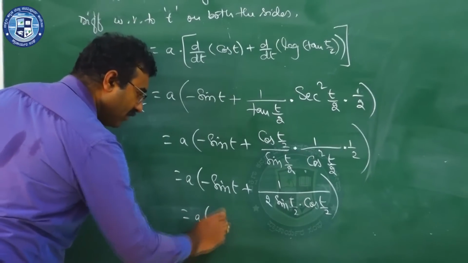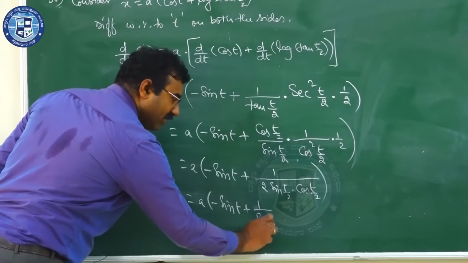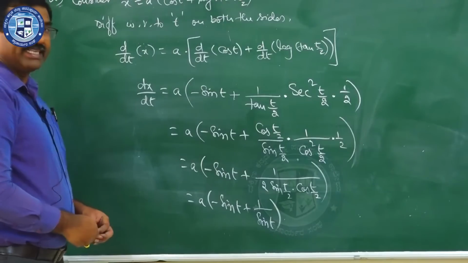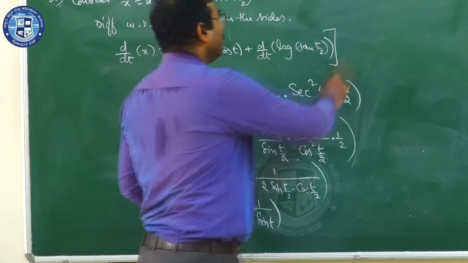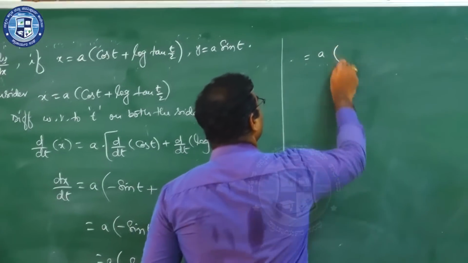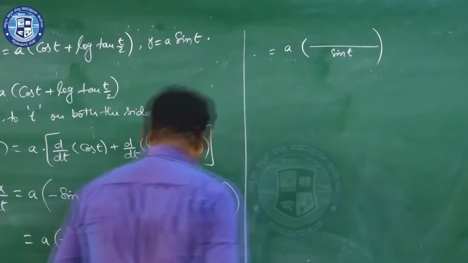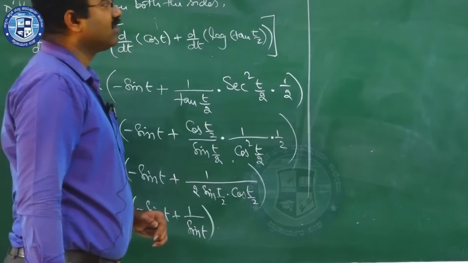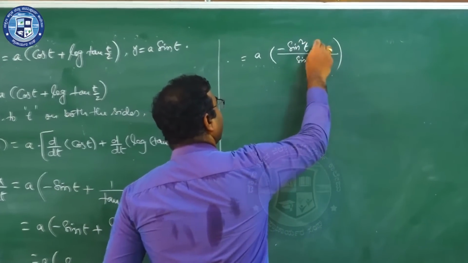2 sin t by 2 cos t by 2 is sin t. So a into minus sin t plus 1 by sin t we are getting. Still we simplify this. Take sin t as the LCM. What happens here? a into, sin t is the LCM, so we get minus sin t into sin t, so minus sin square t, plus 1.